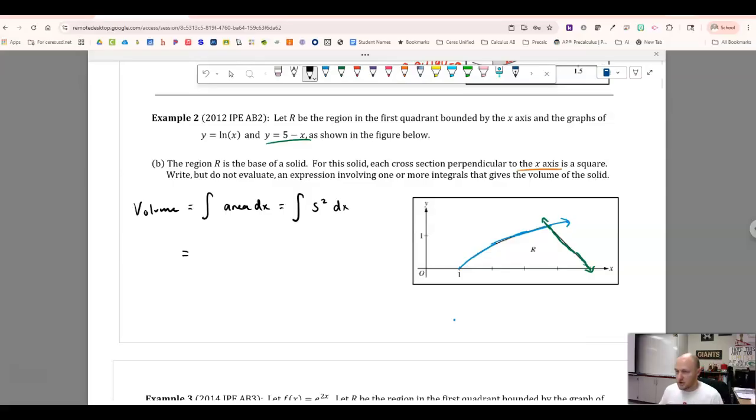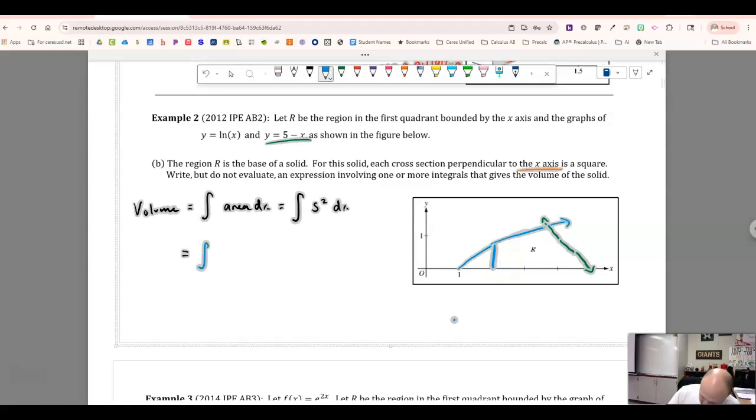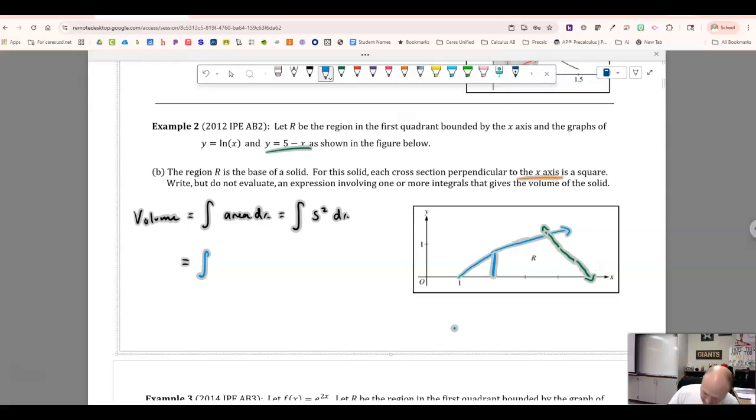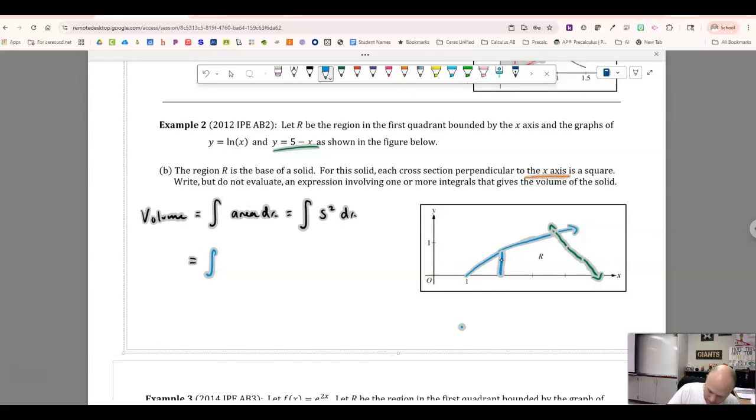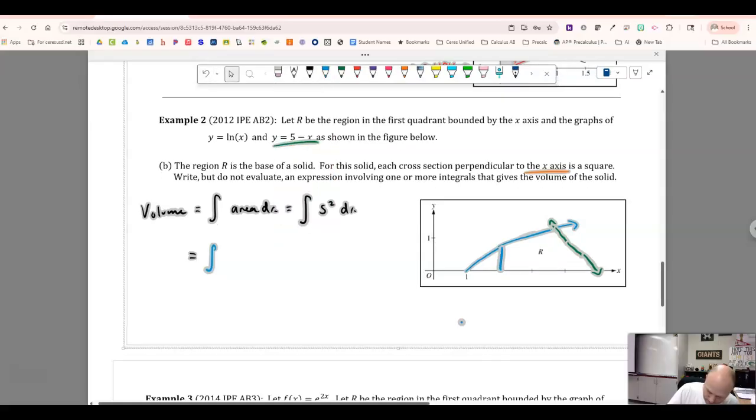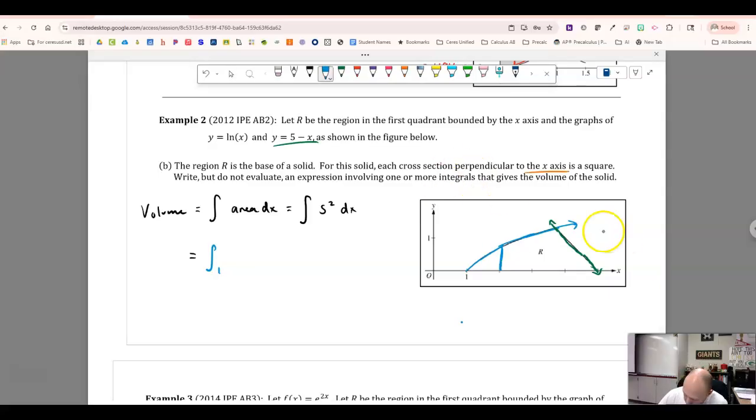And so again, I need to calculate this area. I'm going to split this into two integrals because this function's on top for here, so I can measure this distance. So this will be the integral from 1 to wherever this intersection is, and again I'll call this A here.